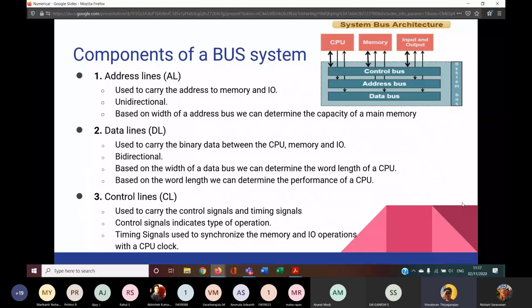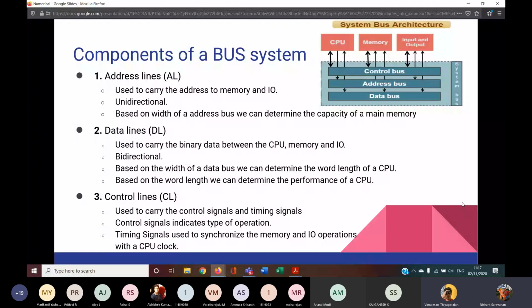So these are the components. This is a control bus. In the picture you can see the control bus, address bus, and the data bus. The address bus determines where it should be sent, and the control bus determines the operation, and the data bus carries the information.